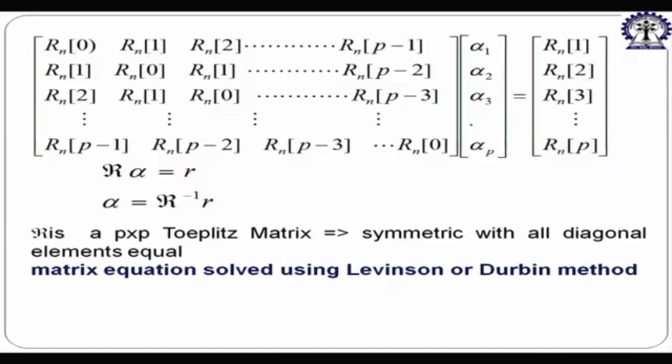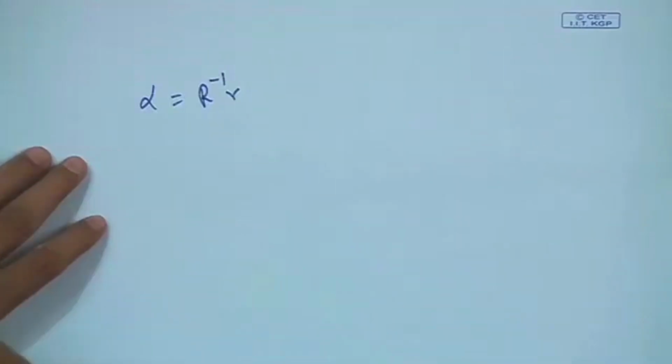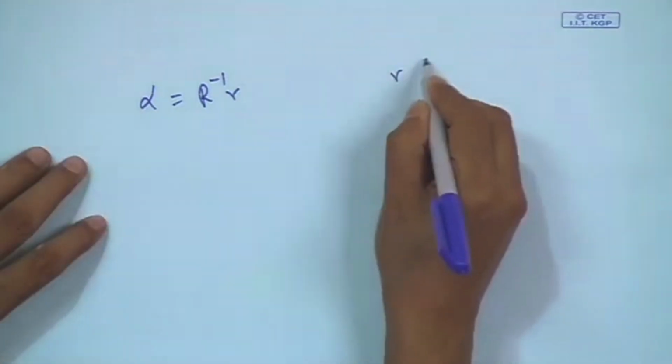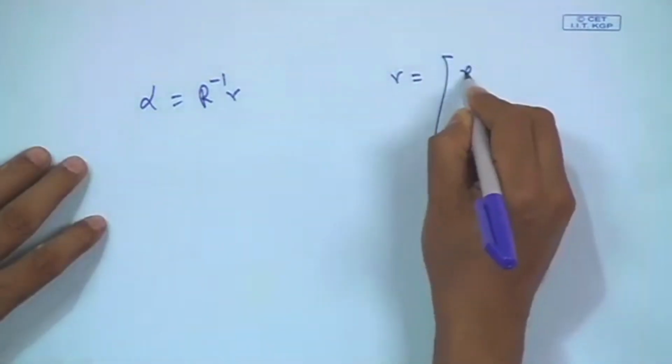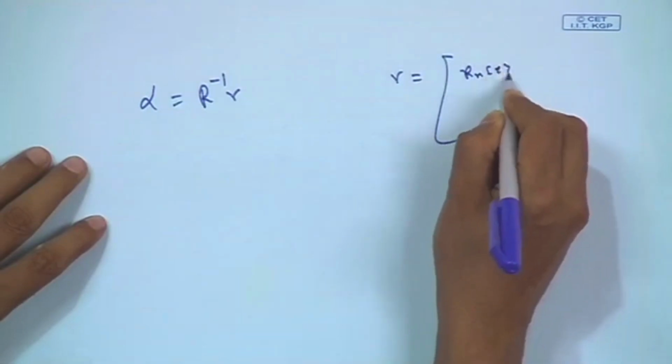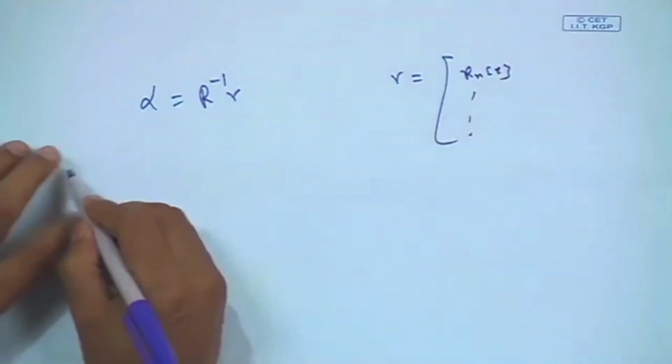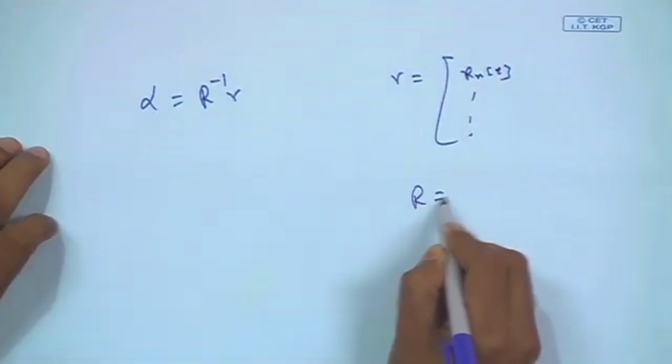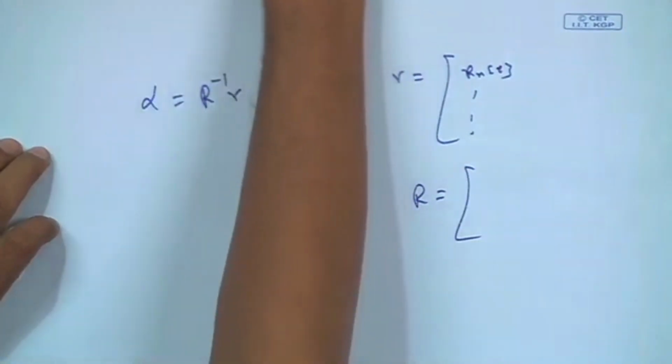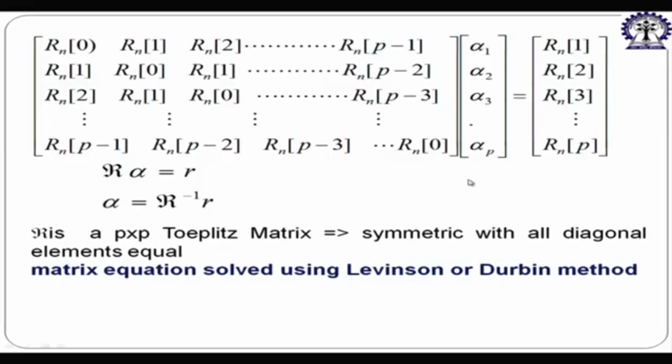Okay. So, last class we saw that alpha is equal to R inverse small r. Small r is nothing but r_n(1), r_n(2) and so on, and capital R is this matrix. So, R is this matrix and small r_n is this matrix. Now, we have to solve this.